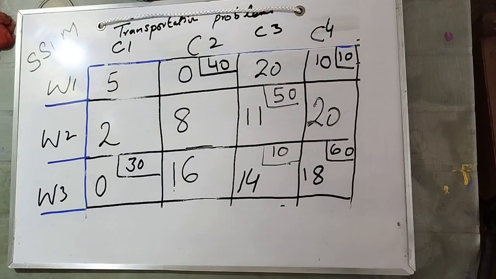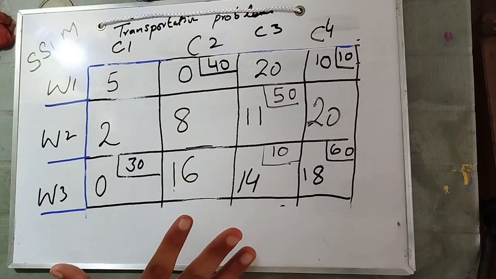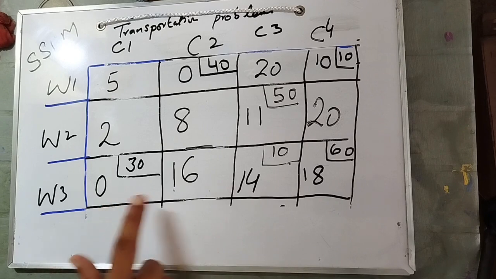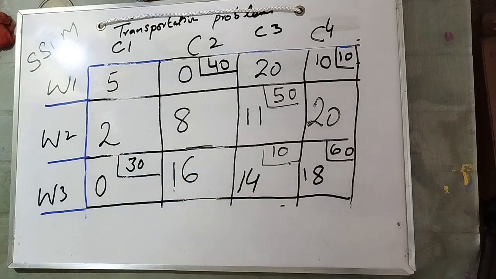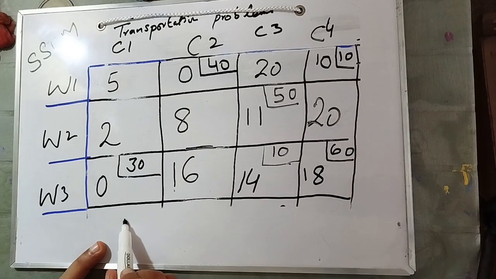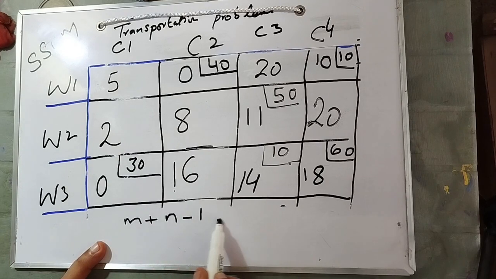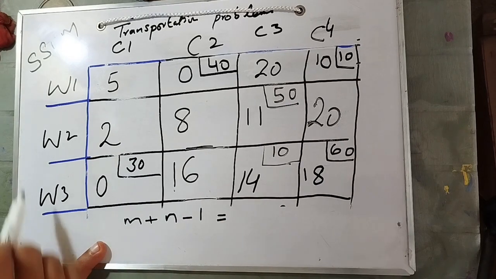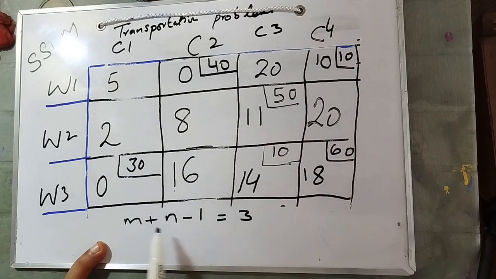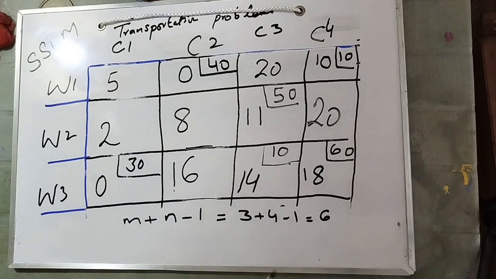Stepping stone method is basically to find out whatever your allocations are. You see there are multiple allocations. Are they optimal or not? First you need to see whether the number of allocations is as per the requirement or not. It is m plus n minus 1, where m is the number of rows, so 3, and number of columns 4, minus 1, that is 6. So 6 must be the number of allocations.